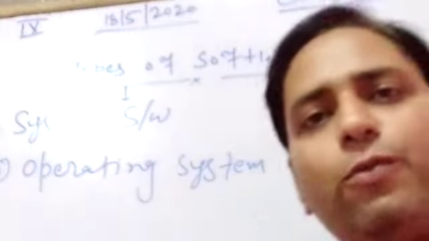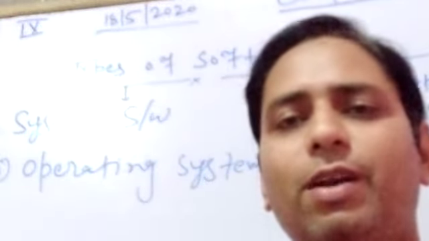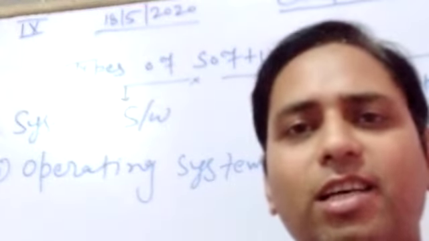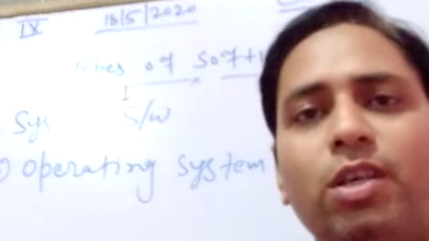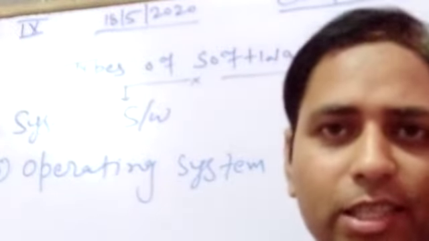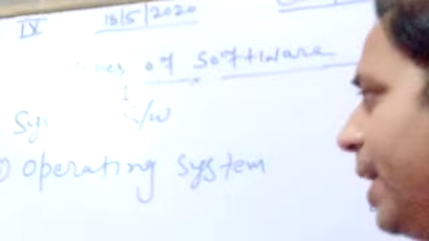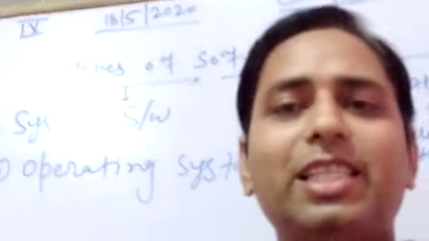It is the main platform between the hardware and the user. Examples of operating systems are Windows 7, Windows 8, Windows 10, Linux, Unix, and you know that the Indian operating system was Bharat Operating System Software. So these are the operating systems.